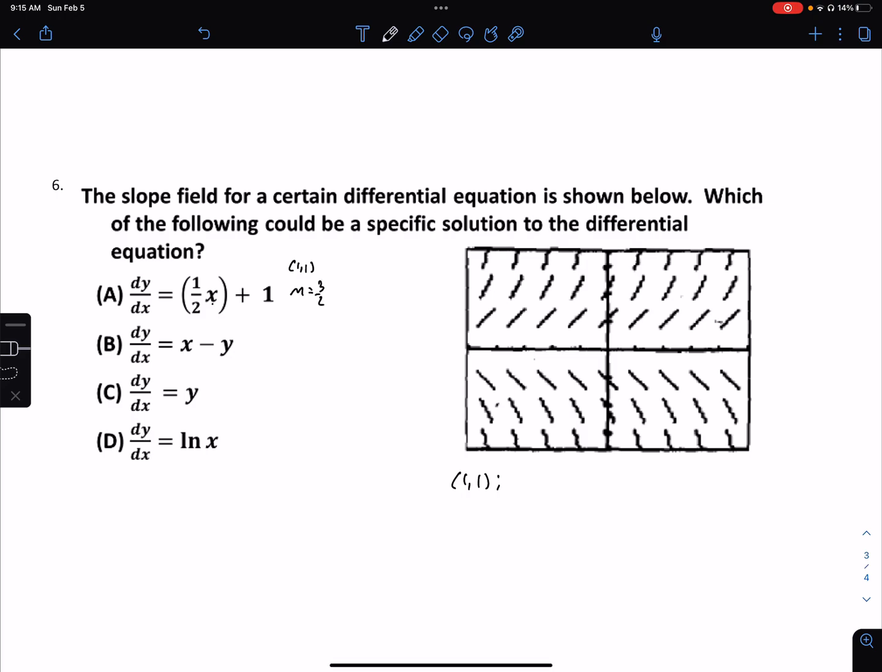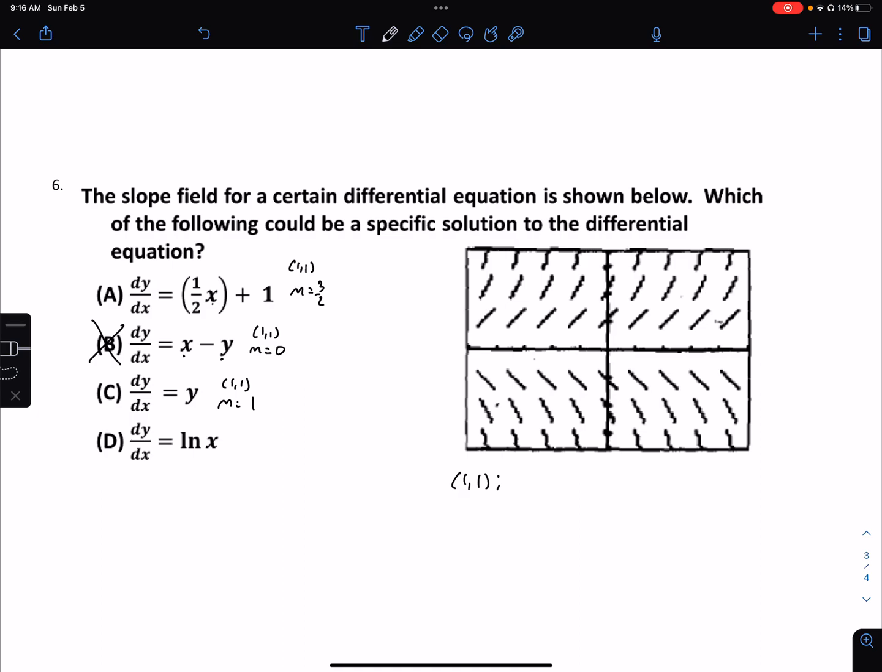So it's positive. That could be a positive 3/2. I don't know, so I keep going. What if I plug in here? If I plug in 1, 1 here, my slope is 1 minus 1, which is 0. Well, that is not a 0 slope, so this is not my choice. Over here, if I pick 1, 1, my slope is going to be 1. So again, this could be a slope of 1. I'm not quite sure because it's not really drawn to scale. So that's a possibility. So A and C are my possibilities.